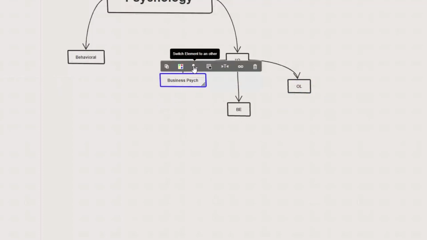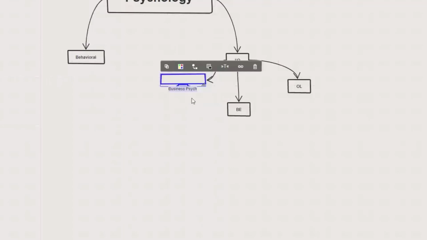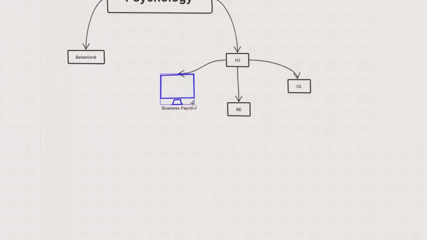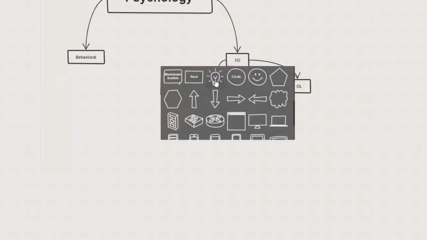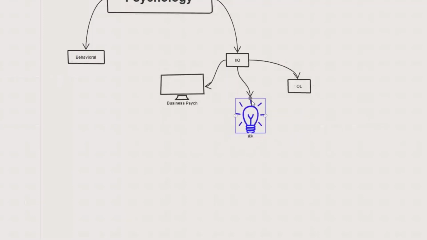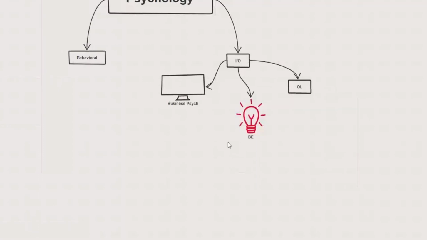At any time, I can change this from a rectangle, for example, to any one of these shapes. I could say, hey, this is business psych, let's give them a computer monitor. Behavioral economics, let's give them, I don't know, a light bulb. I can change the colors as well. Let's give them a yellowish light bulb. You're not going to be able to see yellow, so let's just pretend and make it red.